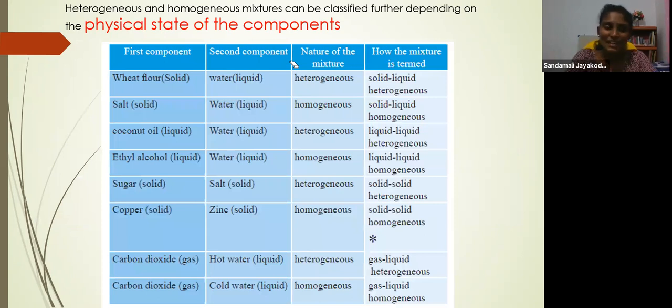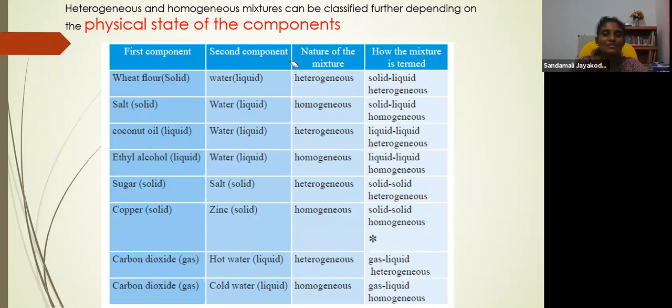Up to now, we have divided the mixtures into two groups. What are those two groups? Can you tell me again? What are the two groups of mixtures we have learned until now? Heterogeneous mixtures and homogeneous mixtures. Good.